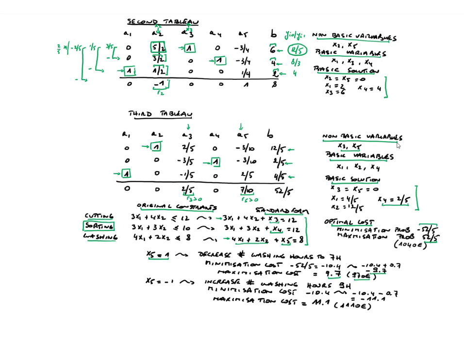Whereas if, of course, we take x5 equal to minus 1, this would be an increase in the number of washing hours, and the minimization problem would have a cost that will decrease by 0.7, right? And the maximization problem would then be 11.1, and this corresponds to 1,110 euro.